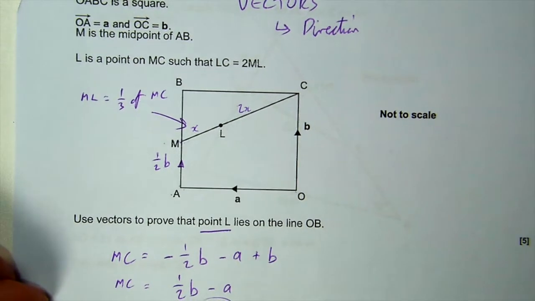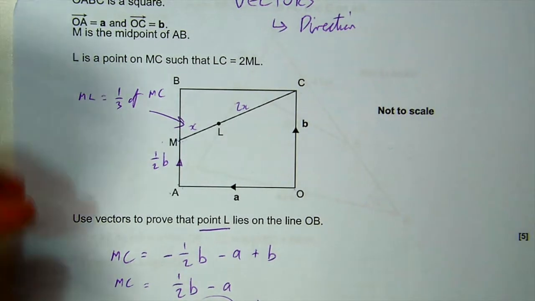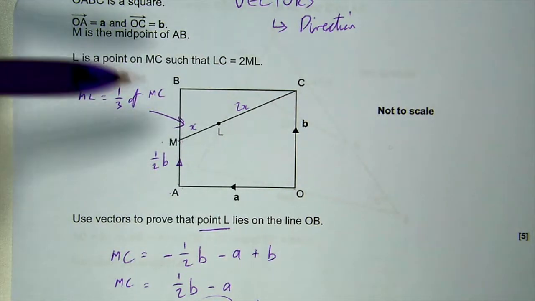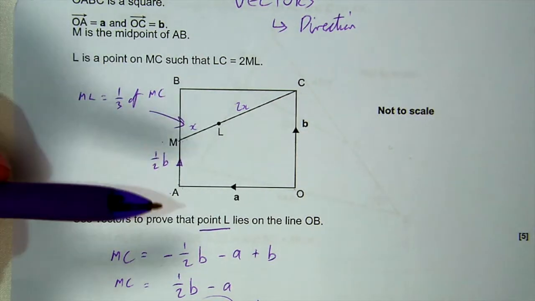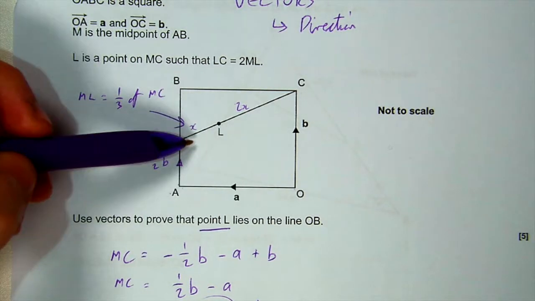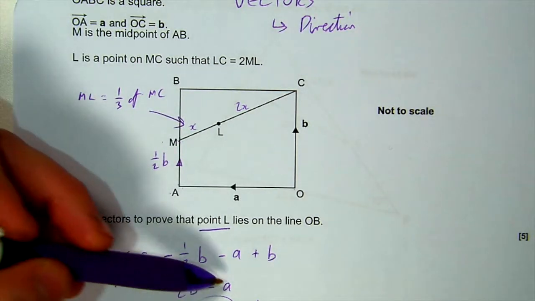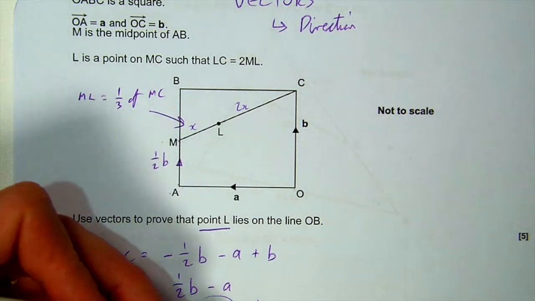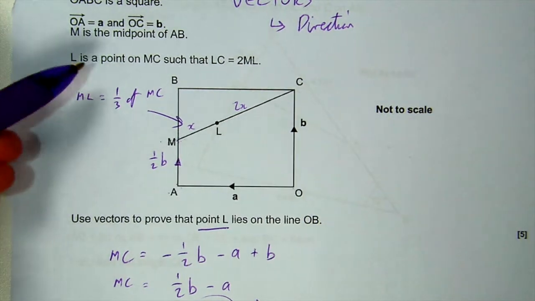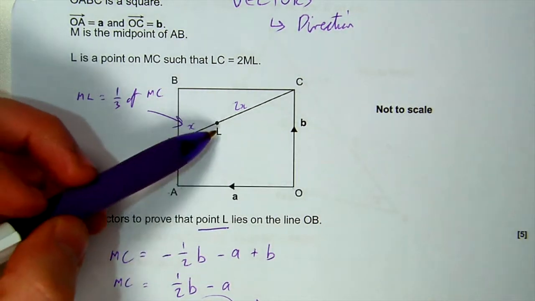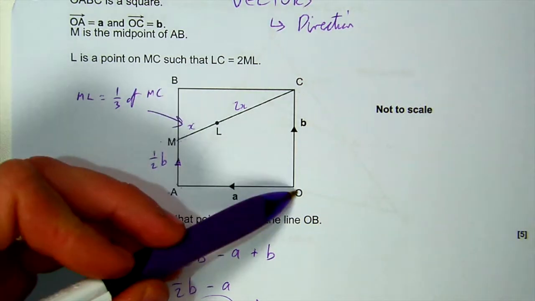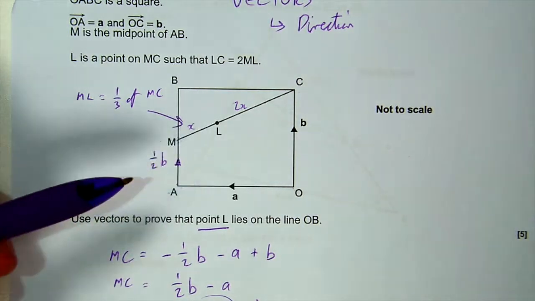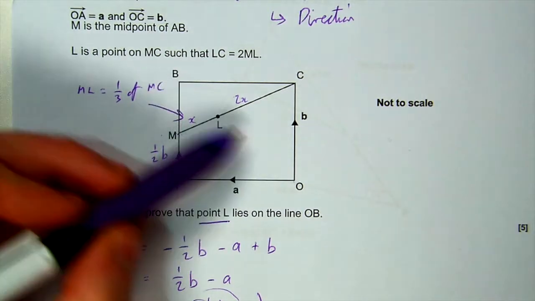Okay, so let's just recap what we've done so far. We've added detail to the diagram, and we've worked out that MC is half B minus A, and ML, so this section here, is a third of that, so it's 1/6 of B minus 1/3 A. Now we're going to actually show that point L is on the line OB by using the vector that we found here. First of all, I need to know what the vector is of O to B.